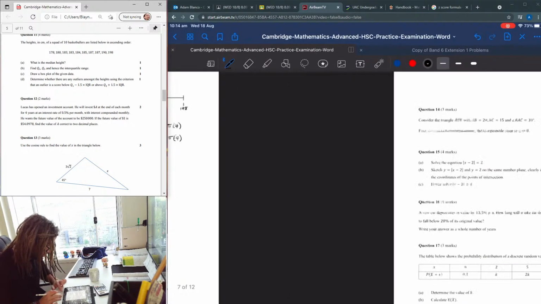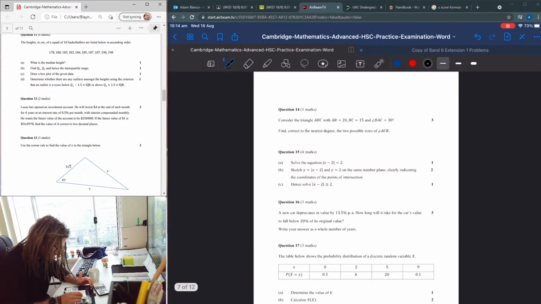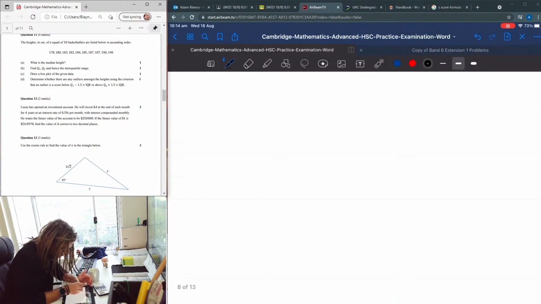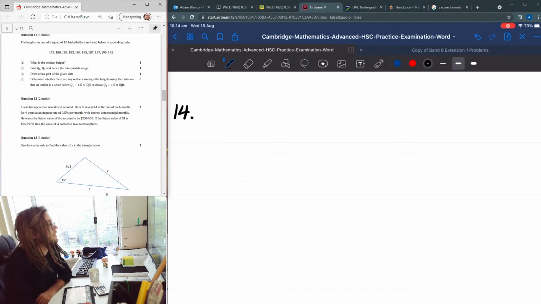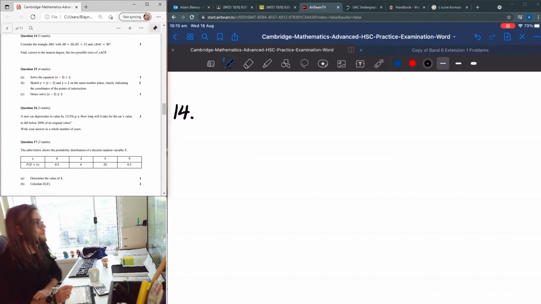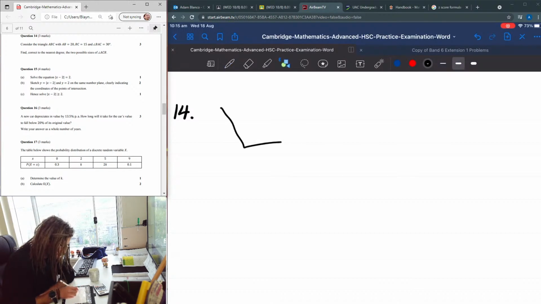Okay. 14. Take a new page. Okay. Right, consider the triangle with ABC. Let's just draw the thing there. Is it right angled? No. Oh, 2 possible sizes. Okay, so there's an acute and an obtuse one. So let's draw 2 triangles, an obtuse one and an acute one.